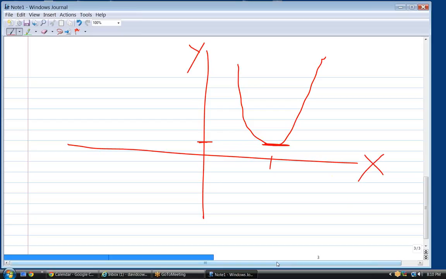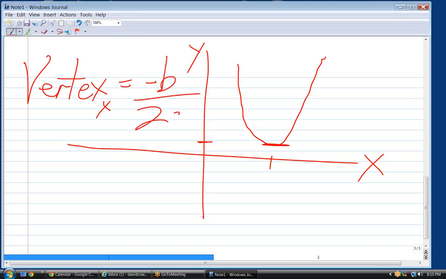And so if you knew the formula for the vertex, and there actually is a good formula for the x-coordinate of the vertex, guess what? It's minus b over 2a. The first part of the quadratic formula. Oh yeah, that's the exact same thing.